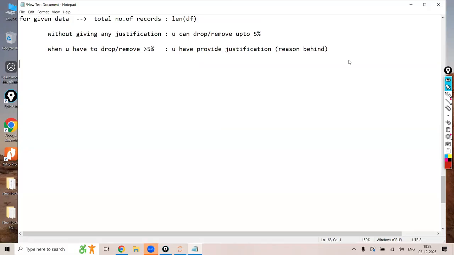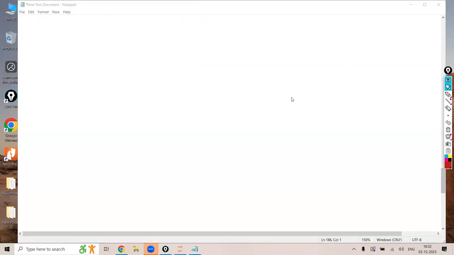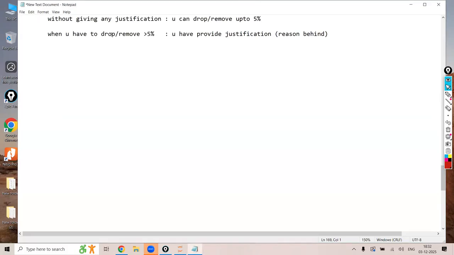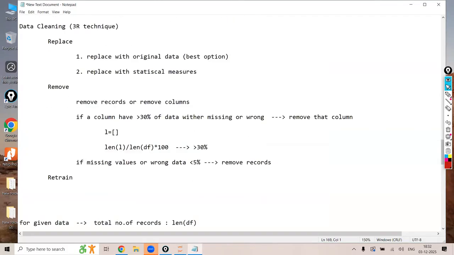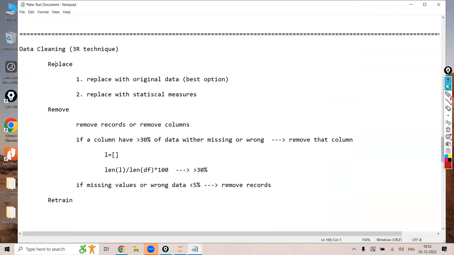Next, coming to the next point here, statistical measures. But who will decide? You have to decide based on the business problem. You have to decide out of these three what has to be done. How will you understand? Based on experience. How will you get that experience? Once you do multiple projects.